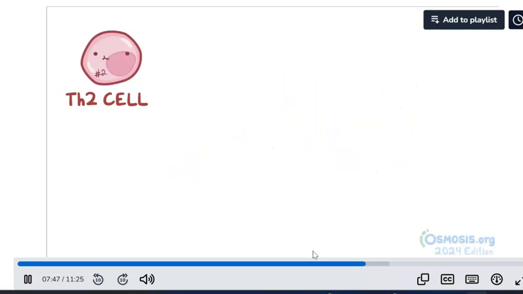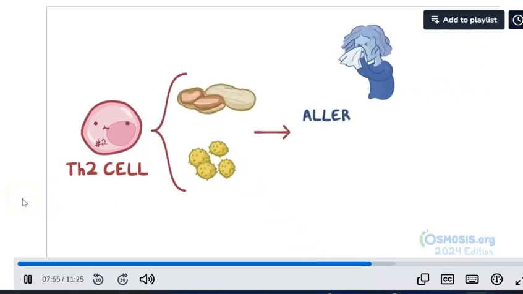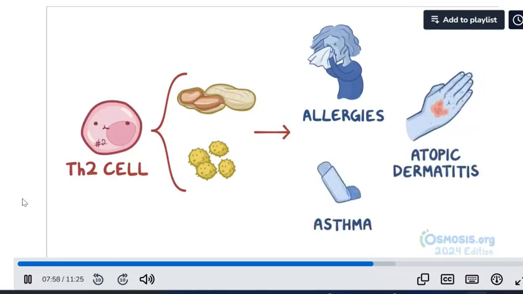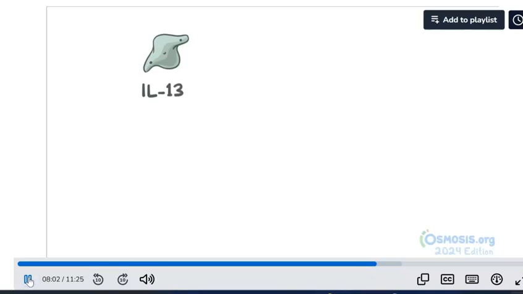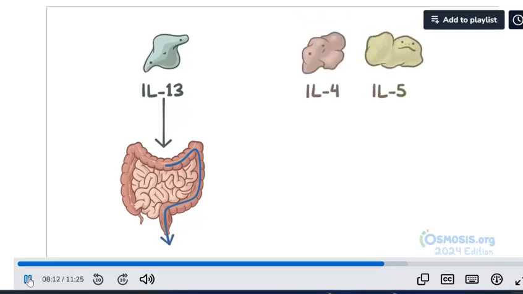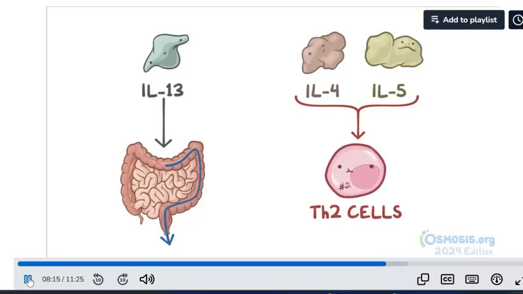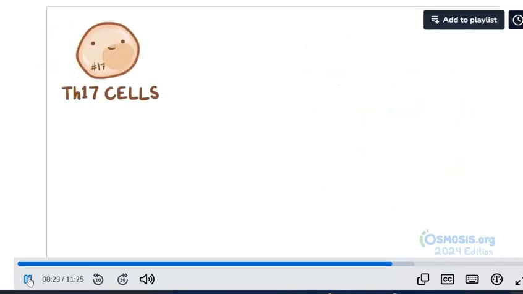Unfortunately, Th2 responses can sometimes get directed at non-pathogenic antigens, like peanuts or tree pollen, and this results in allergies, atopic dermatitis, and asthma. IL-13 specifically stimulates mucus secretion and intestinal peristalsis, which can help remove parasites from the intestines. Finally, the IL-4 and IL-5 help to stimulate the Th2 cells themselves, which reinforces the process. Now let's move on to the Th17 cells.